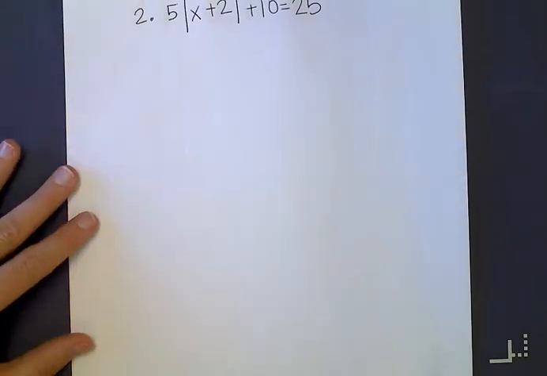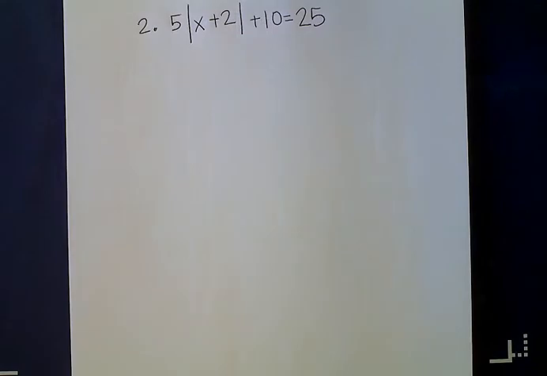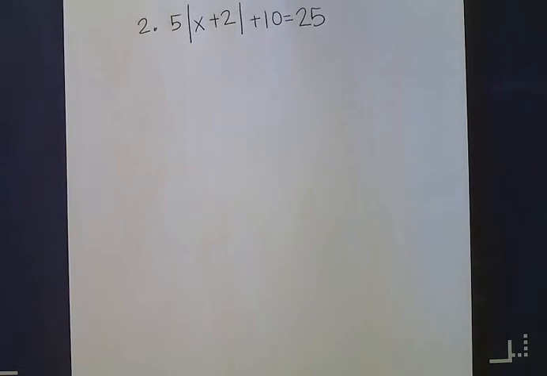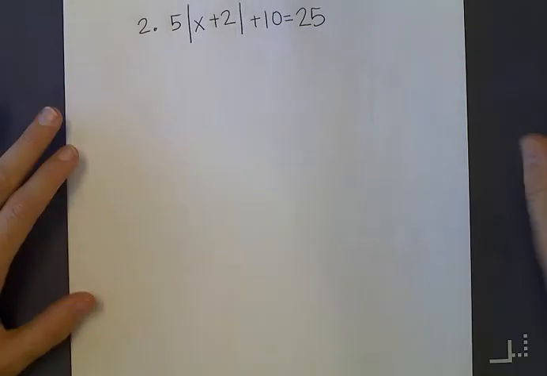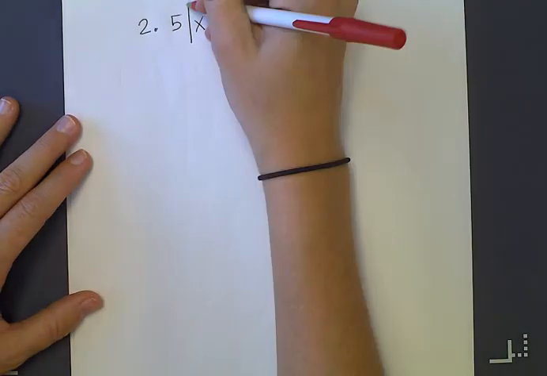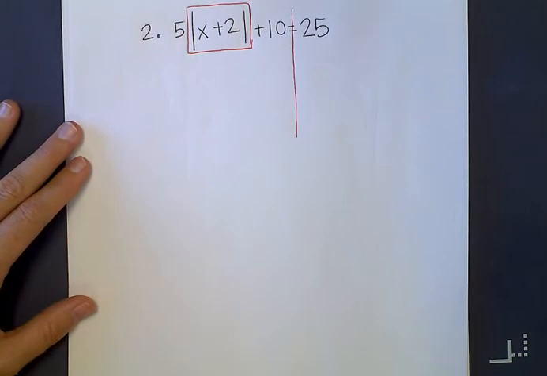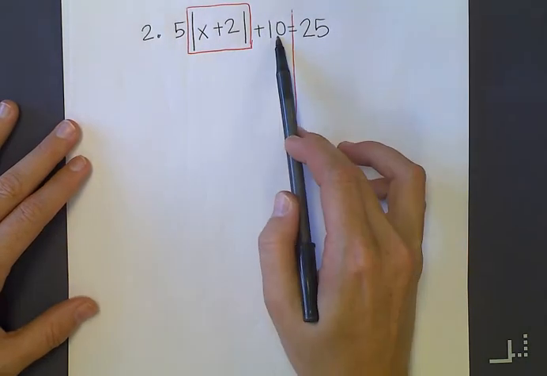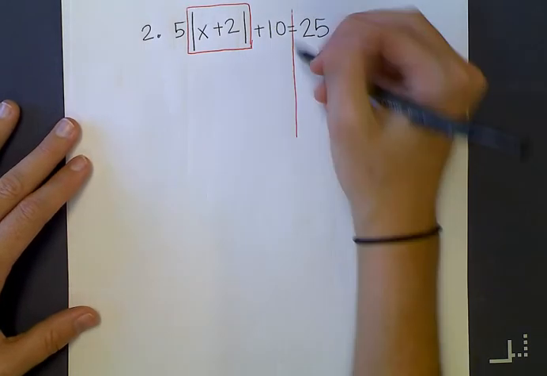Example 2. 5 times the absolute value of the quantity x plus 2, plus 10 equals 25. Step 1. Isolate the absolute value. I can see that on the left side of my equal sign, I have the absolute value. The only thing that should be on this side is my absolute value. So I need to move away from the 5 and the 10. My addition sign shows me that I can move the 10 by subtracting 10 from both sides.